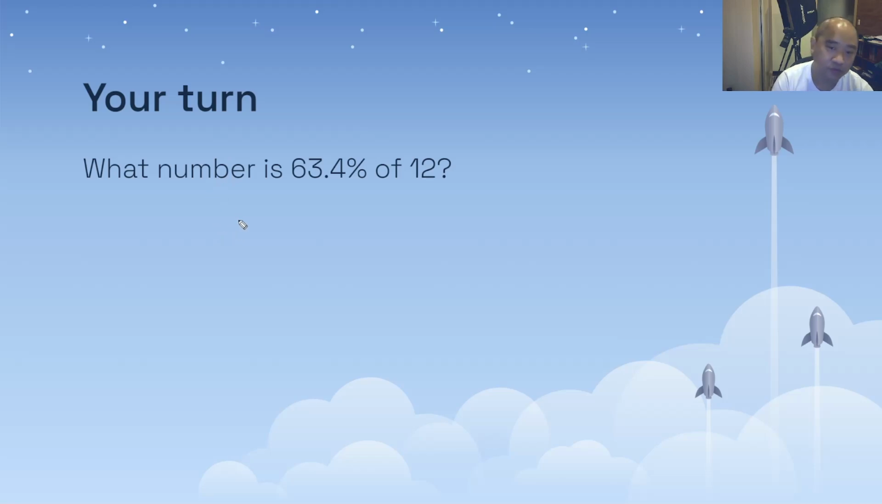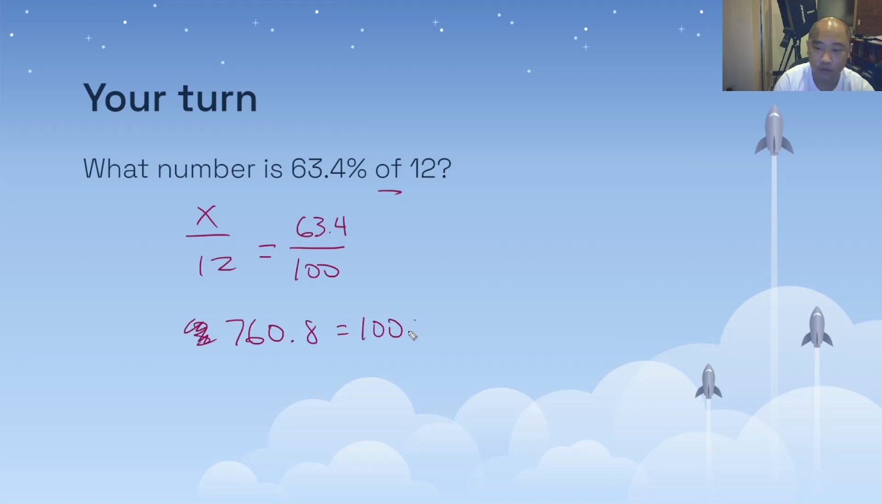Last, your turn for this example. What number is 63.4% of 12? So this is 12 times 63.4, which is, oops, that's not right at all. 760.8 equals 100x. So this is 7.608 equals x.